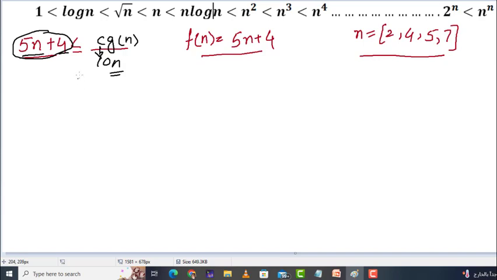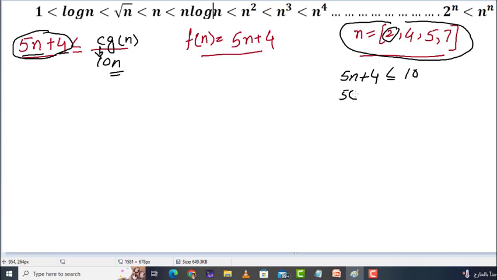Now if I put values in that particular function, it will always be greater. I'm just giving you an example: 5n plus 4 less than or equal to 10n. I will put n equal to 2 first. So it will be 5 into 2 plus 4 less than or equal to 10 into 2, so 14 is less than or equal to 20. So the condition is true.